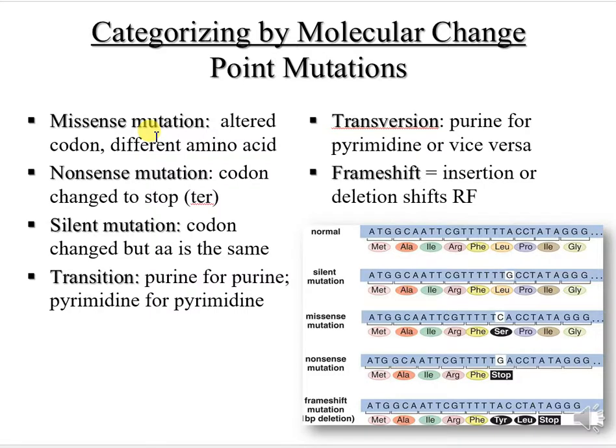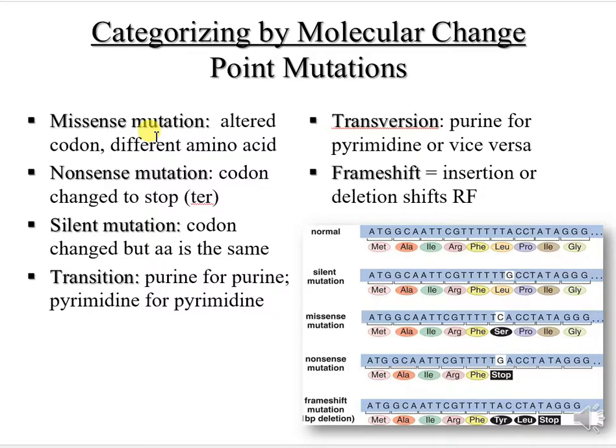Frameshift mutations. Okay, so these ones are really interesting. This is a mutation that results in a shift of the entire reading frame. And that's either due to insertion, which is the gain of one or two nucleotides, or deletion, which is the removal or loss of one or two nucleotides.